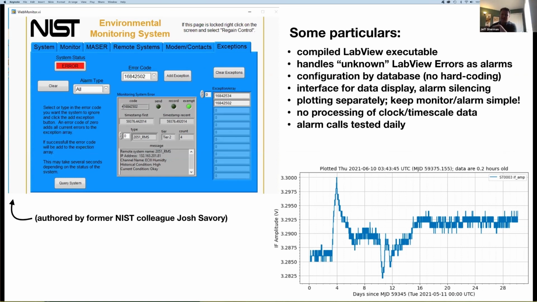And there's some data given about what sensor is wrong. And if it truly is a false alarm or benign, there's an exception button that lets us silence the alarm and deal with it in the morning like a civilized human.